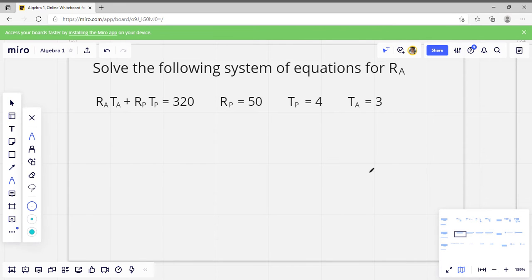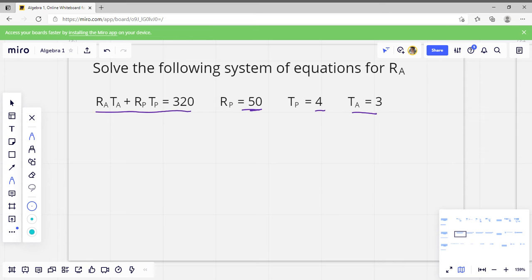Okay, and when we look at these, I know these look confusing, but think of rate times of Allen times the time of Allen, the rate of Penny times the time of Penny. Think of it like that. Alright, so this one's going to be our base equation, and then we're going to plug in these values into that base equation.